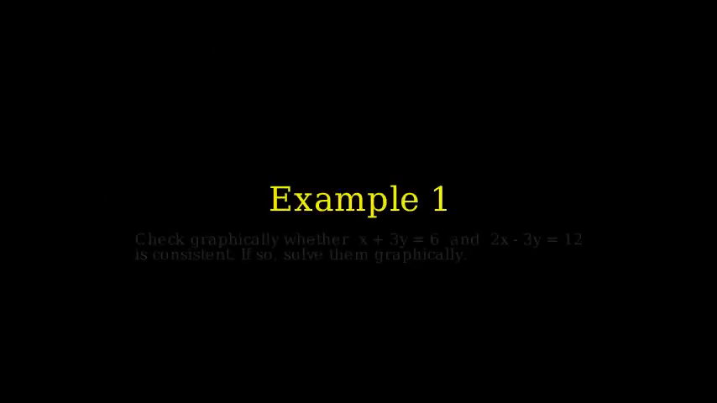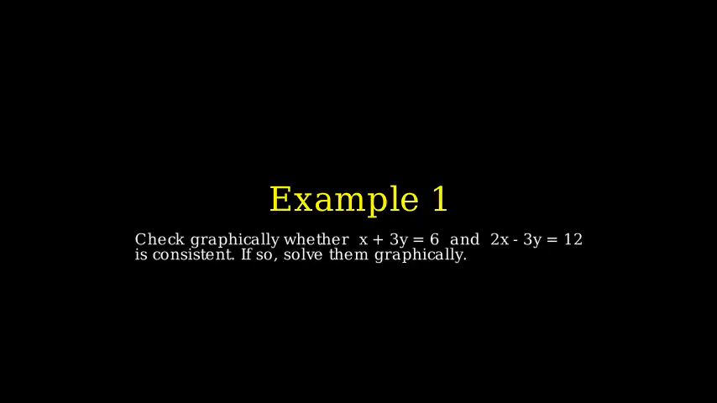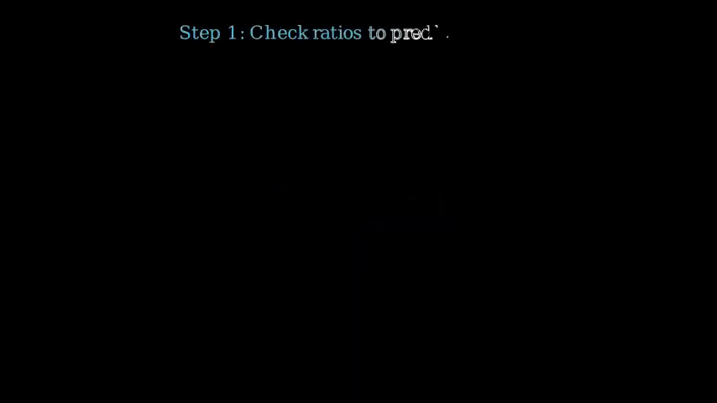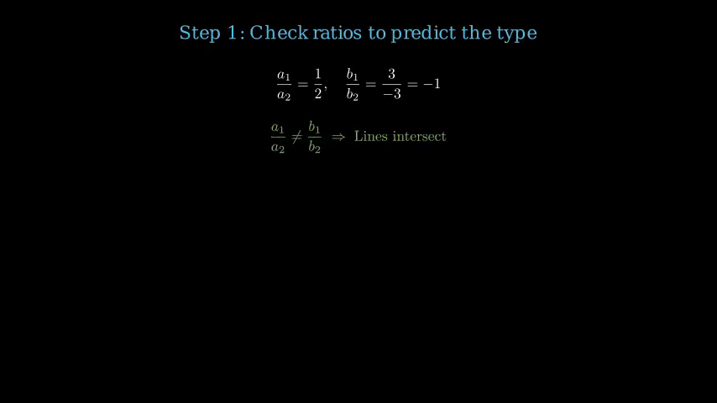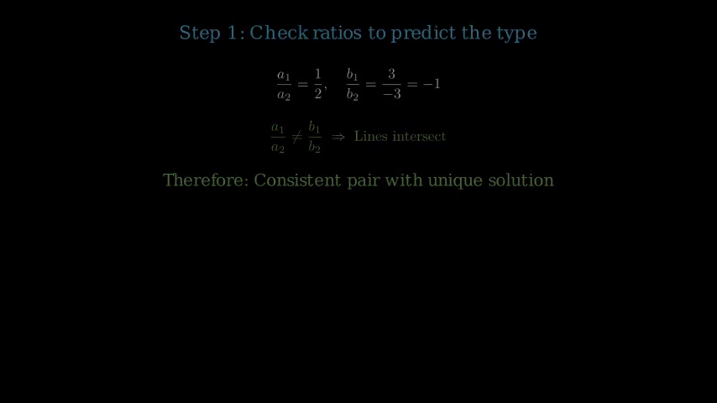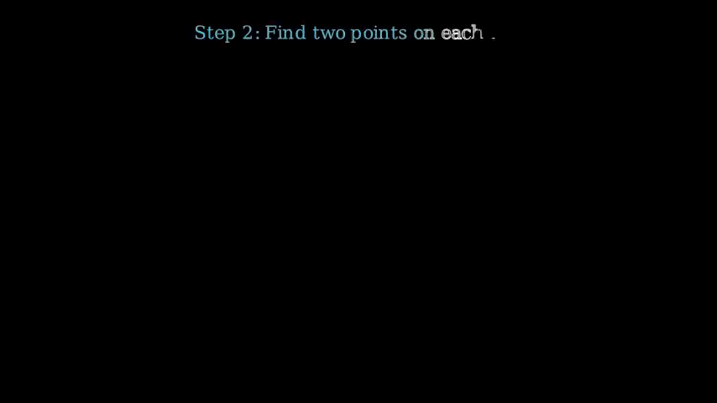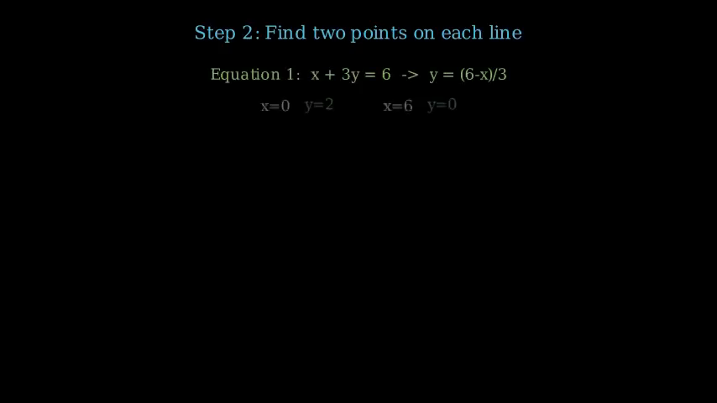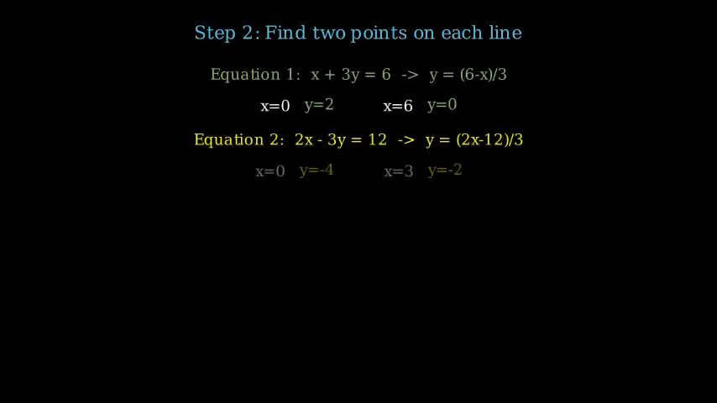Example 1. Check graphically whether x plus 3y equals 6 and 2x minus 3y equals 12 is a consistent pair. If so, solve graphically. For the first equation, x plus 3y equals 6, when x equals 0, y equals 2. When y equals 0, x equals 6. Plot the points (0, 2) and (6, 0), and draw the line. For the second equation, 2x minus 3y equals 12, when x equals 0, y equals -4. When y equals 0, x equals 6.